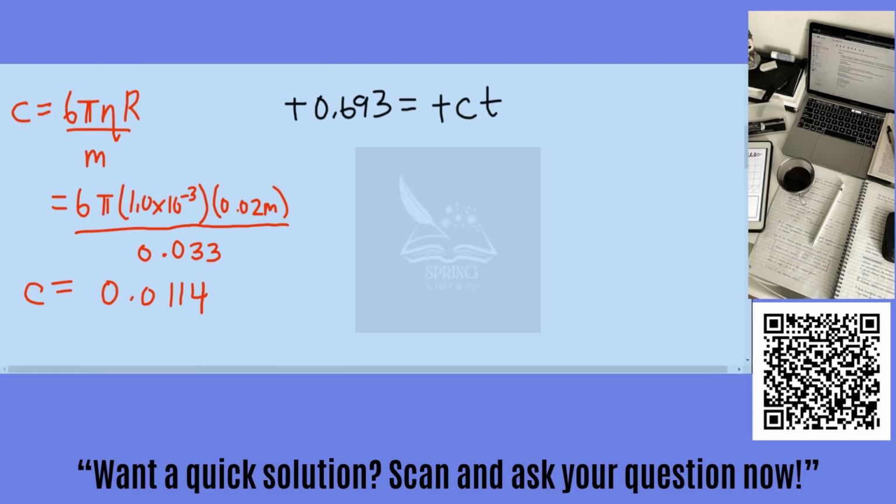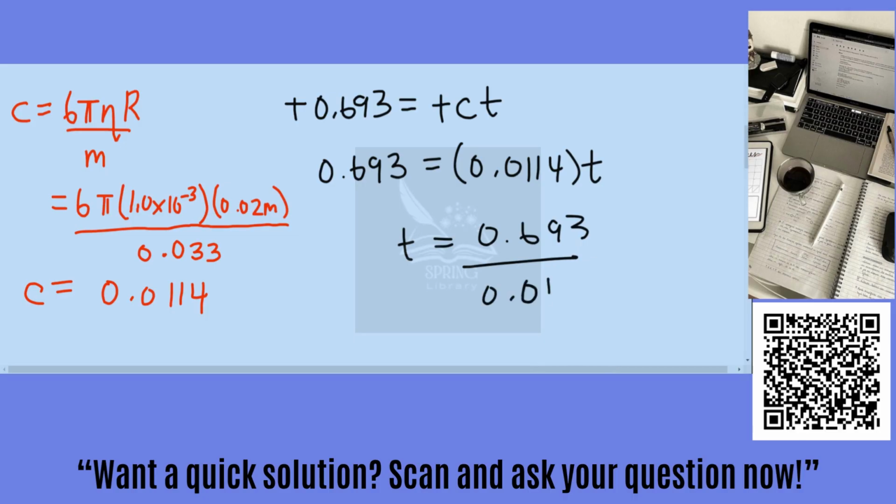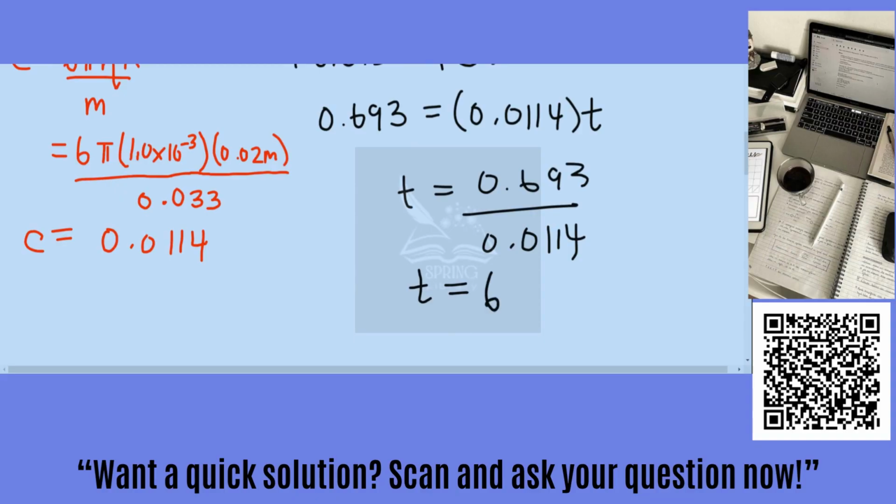And you don't have to do this separately, but I just think it's a little bit easier. So let's sub that in here. So we've got 0.693 is equal to 0.0114 times t. So t is just 0.693 divided by 0.0114. And so when we put that into the calculator, we can get a value of 61 seconds. So after approximately 61 seconds, the speed will have decreased to approximately 50% of its initial value if the only thing acting on it is this drag force that we have here. So yeah, that's the answer to this question.